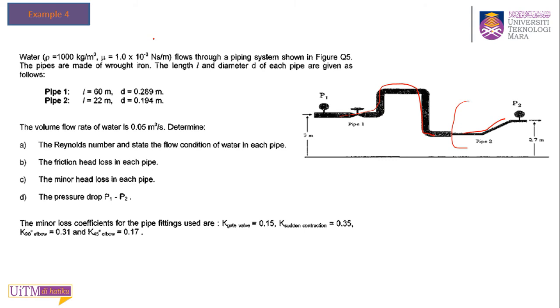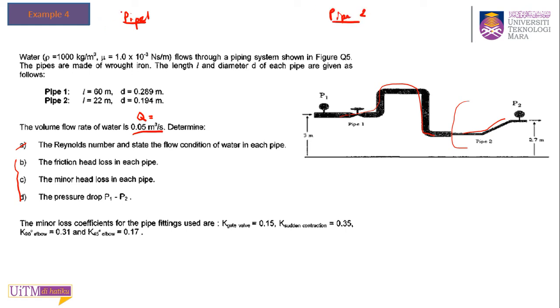Alright. So they give you the Q also in the question. Q is equal to 0.005. Okay. So you can calculate the first question. This one we leave first, we look at it tomorrow. Determine the Reynolds number and state the flow condition of water in each pipe. So you need to do two calculations, pipe 1 and pipe 2.